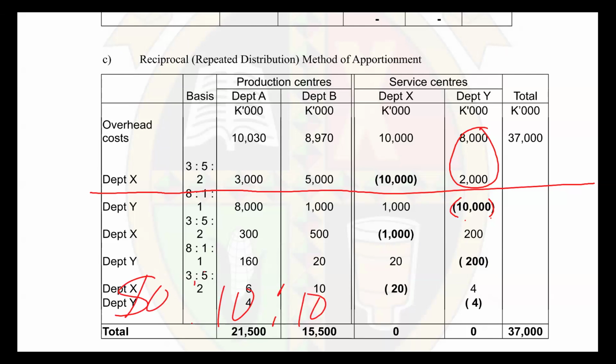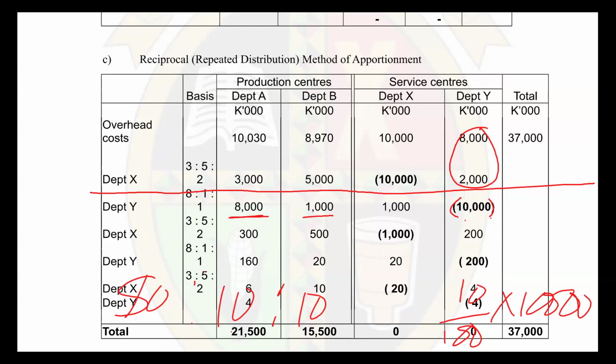So what is 80% of that? You say 80 over 100, times the total of 10,000, which is 8,000. So 8,000 is given to A. Then the next one will be 10%. You want 10% of 10,000, which is basically 1,000. So to B, you have 1,000.